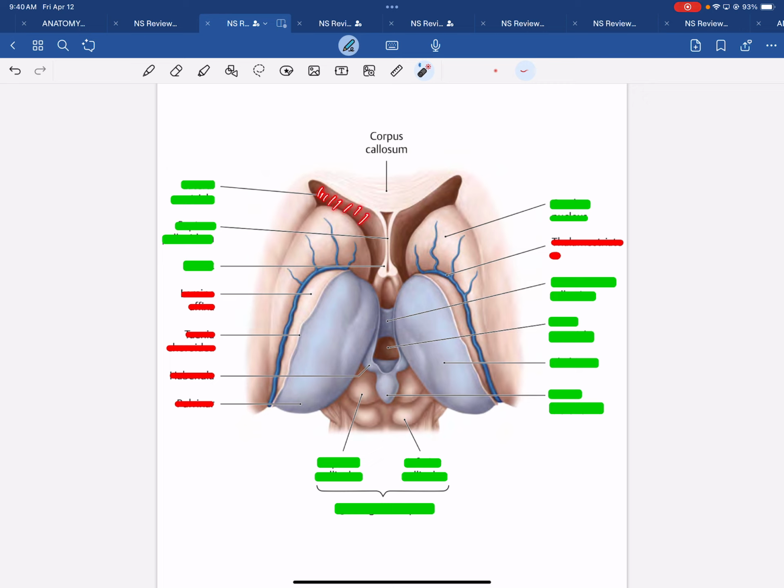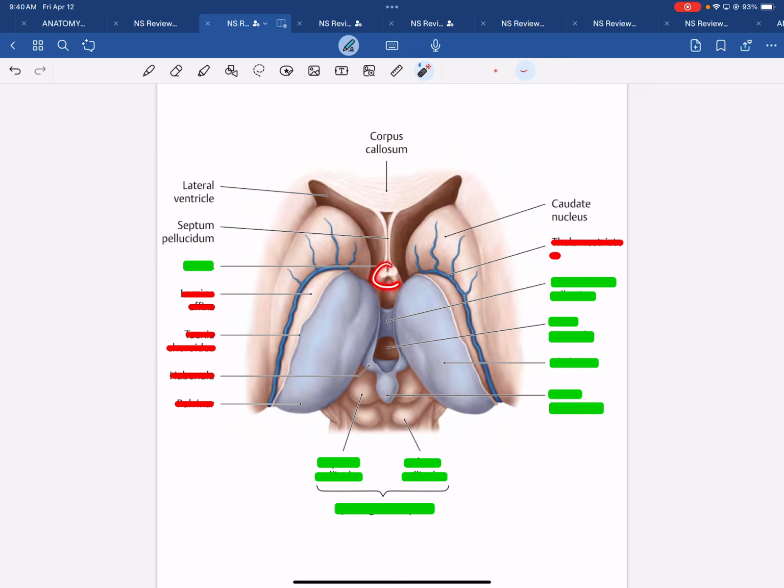What about this space? Lateral ventricle. Good. The lateral ventricle. So now we should think, what forms the lateral wall of the lateral ventricle? The caudate nucleus. So that's what this is, the caudate nucleus. What is this? Septum pellucidum. Good. So here's corpus callosum. Septum pellucidum is inferior to corpus callosum. It's like hanging off of corpus callosum.